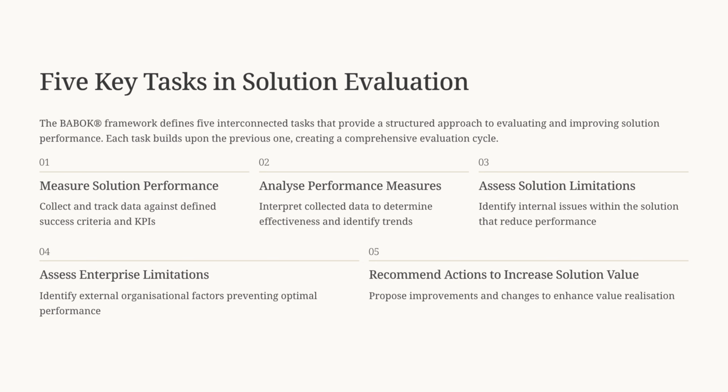Assess enterprise limitations. This goes beyond the solution. Sometimes, it's the organization. Maybe people aren't trained well enough, or internal processes are out of sync. Task 5. Recommend actions to increase solution value. Finally, we propose targeted, practical improvements that fix the problems and enhance value delivery. Together, these 5 tasks form a cycle: measure, analyze, assess, improve, and repeat. It's how great organizations continuously get better.